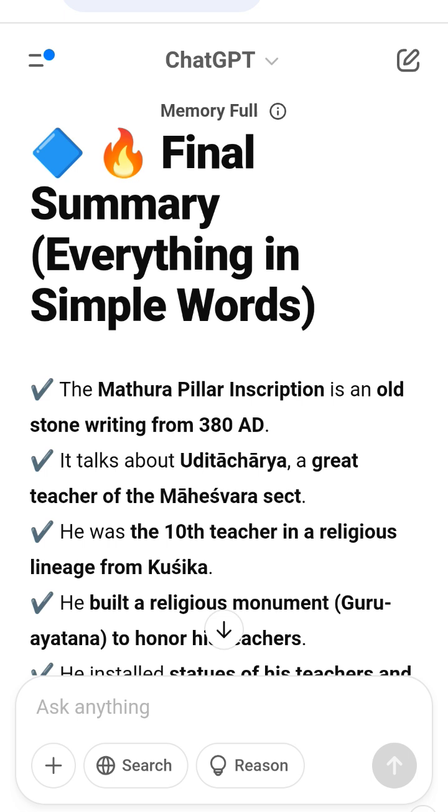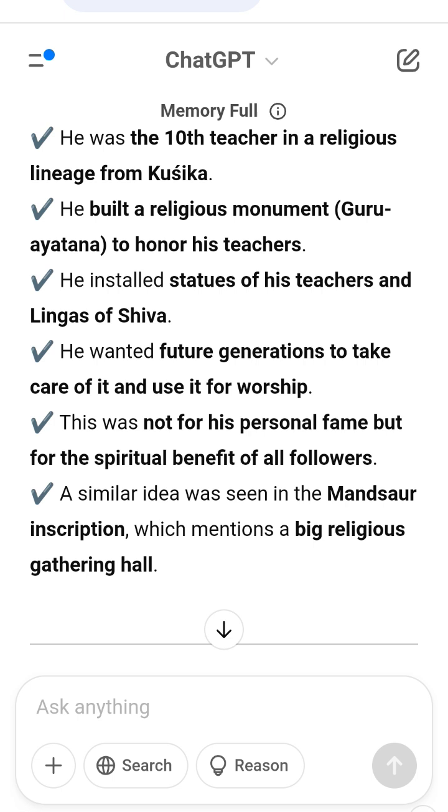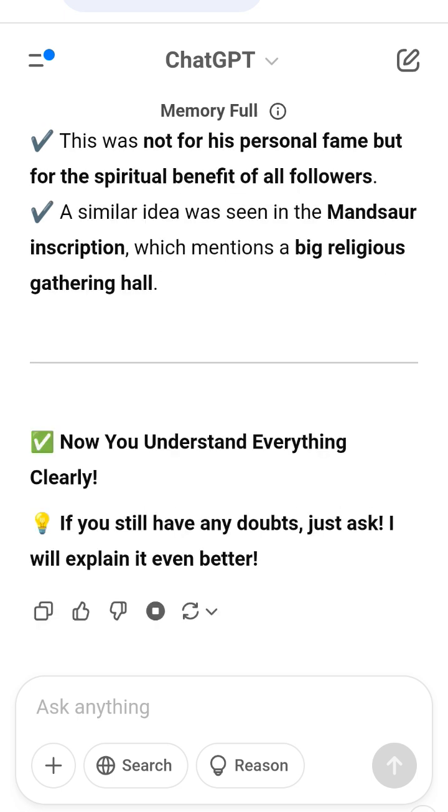He wanted future generations to take care of it and use it for worship. This was not for his personal fame, but for the spiritual benefit of all followers. A similar idea was seen in the Mandsaur inscription, which mentions a big religious gathering hall.